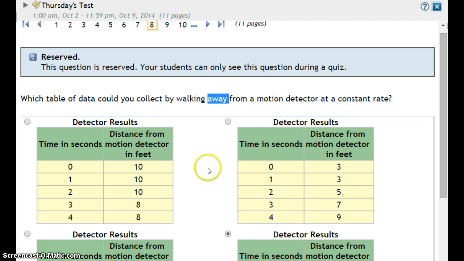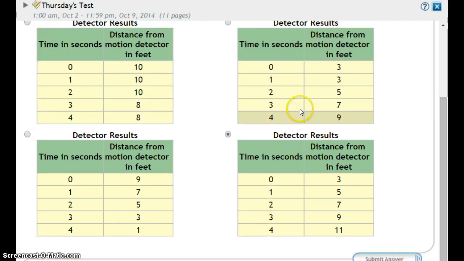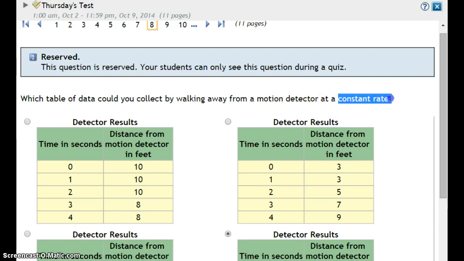So there were two parts to this. Moving away, which two of these were moving away? Not this one, that's moving towards, the numbers are decreasing. Not this one's moving towards. So these were the two possibilities for away. Okay, and then how do I pick between them? Which of these two has a constant rate?